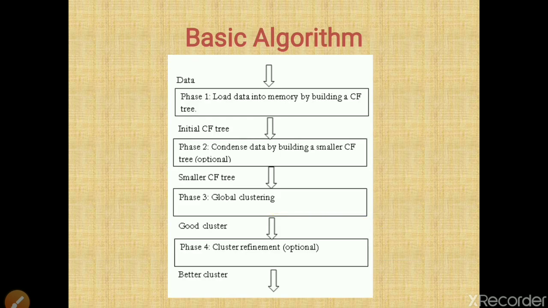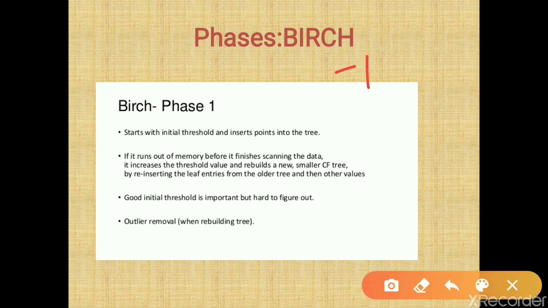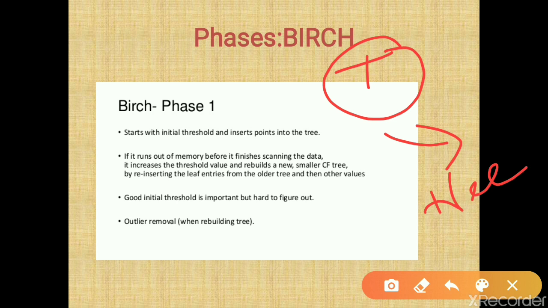Load the data into memory by building a clustering feature tree, right? So here it starts with an initial threshold, and we will add the points which satisfy that threshold into that tree. So you are given a threshold value t, and the points which satisfy the t value are added into the tree, right? So that is the first phase.